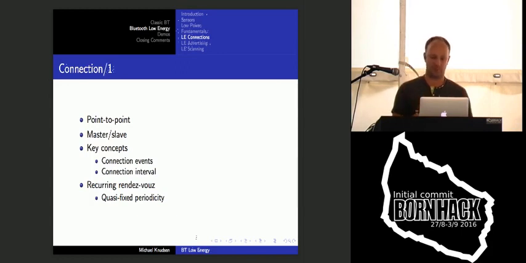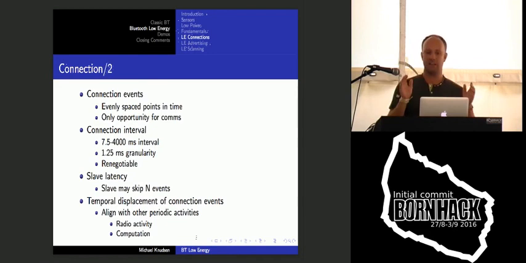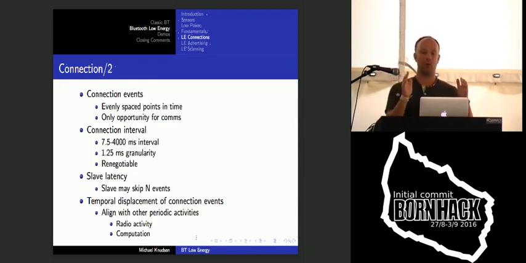But I guess in some sense, all connections could be expressed like this. So, what is this? Connection events are basically evenly spaced points in time, and these are the only opportunities for communication between the 2 devices involved in a connection. The connection interval defines the time between connection events. So basically, the lower connection interval you have, the more power you will be using, because the more frequently you will be communicating with your peer device. The connection interval can be from 7.5 milliseconds up to 4 seconds, with a granularity of 1.25 milliseconds.